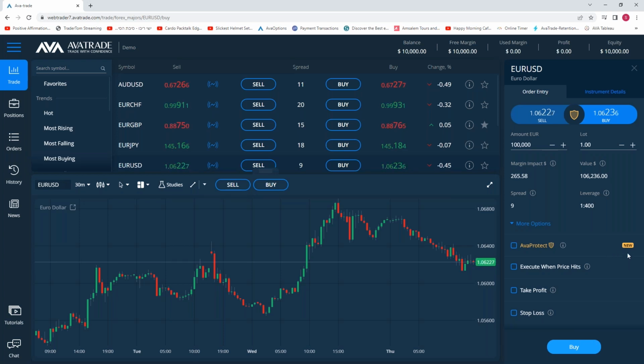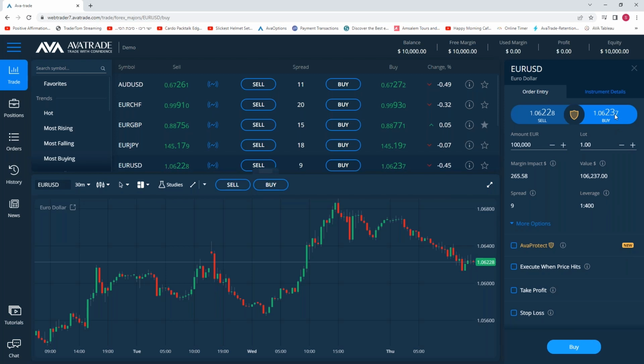I'll try to explain in a practical way. AvaProtect gives you protection for the time frame that you choose. Within that coverage time, if you lose money, you're being reimbursed, and for that you pay a premium. Let's see how it works.